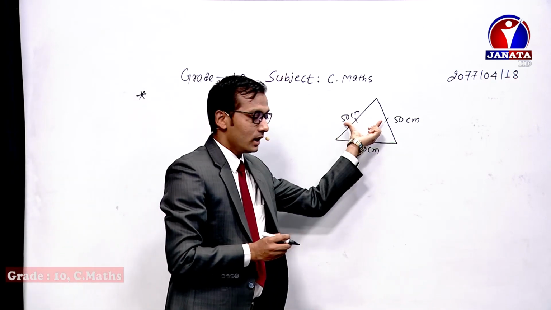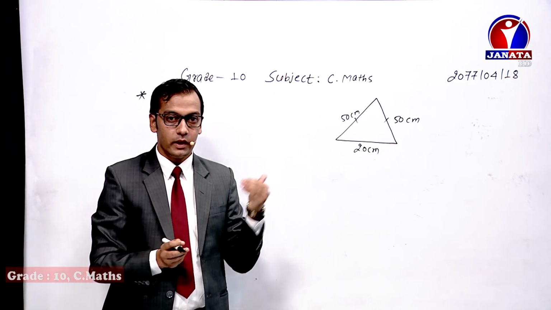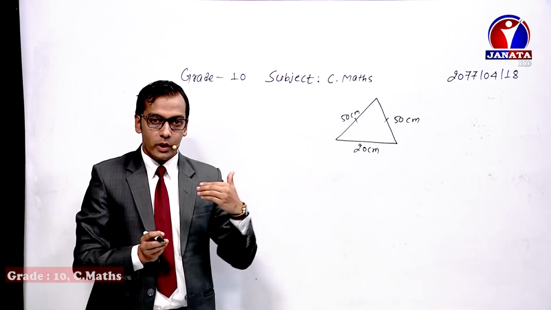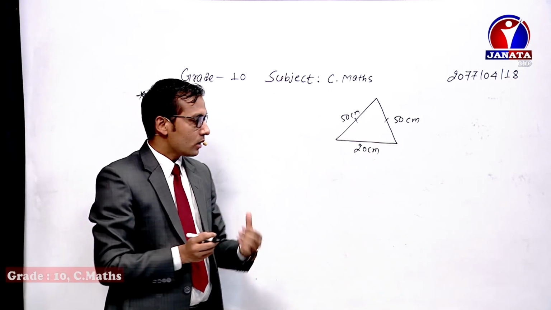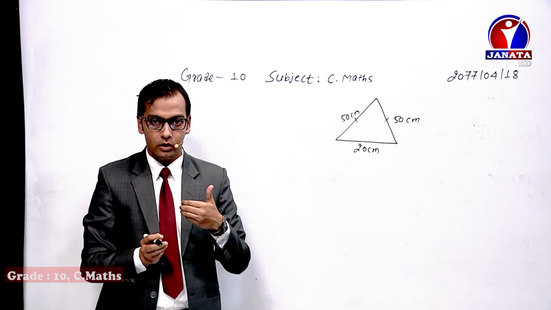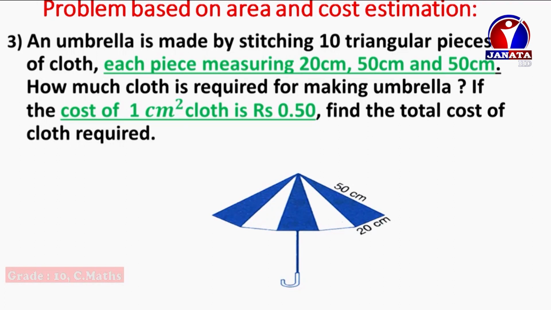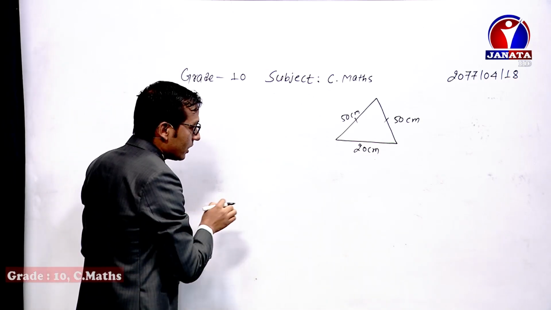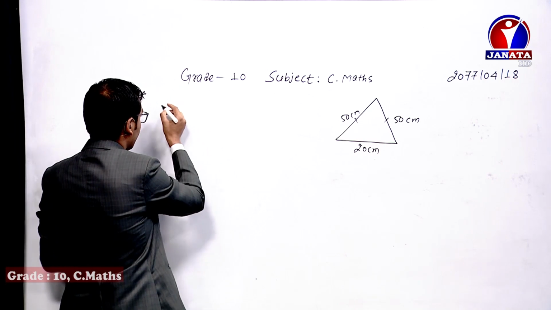So 50 centimeter is the length of the equal side of this isosceles triangle, and 20 centimeter is the third side, or we say the base. First of all, we are calculating the area of one triangular piece. Then we will find the total area of 10 triangular pieces, and each piece measures 50 cm, 50 cm and 20 centimeter. This is an isosceles triangle because two sides are equal. So let me calculate the area of a triangle first.